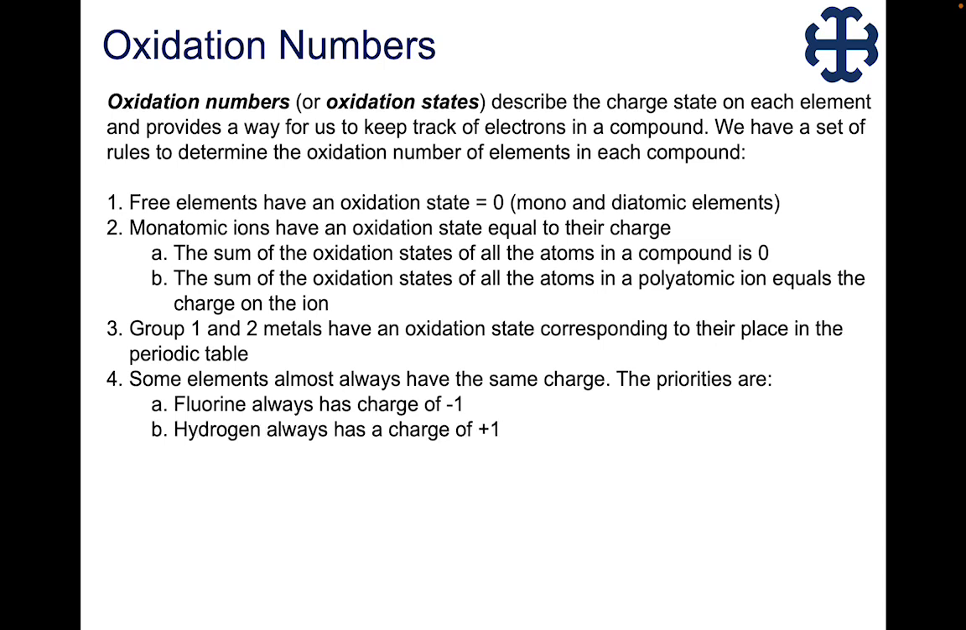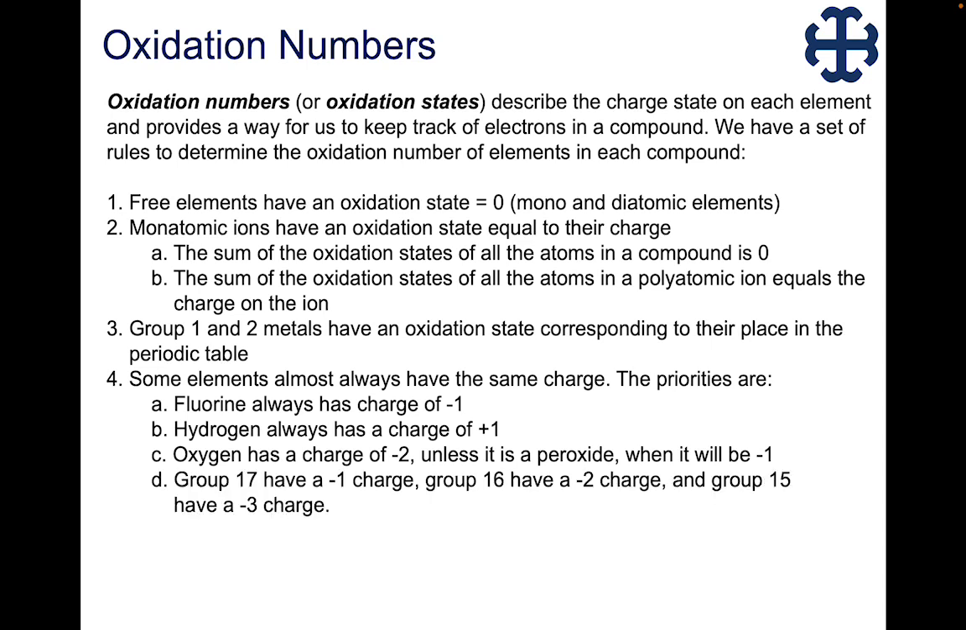Another example, hydrogen should always be plus 1. Again, exceptions would be H2 or one other exception we'll talk about in a second. Then we have oxygen having a charge of 2 minus unless it is a peroxide, and peroxide's formula is O2 2 minus, in which case each oxygen's oxidation state will be minus 1. Apologies. And then finally, group 17, these are our halogens, should have a charge of minus 1.